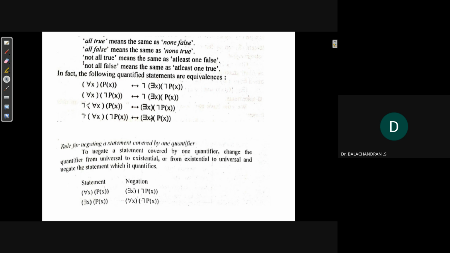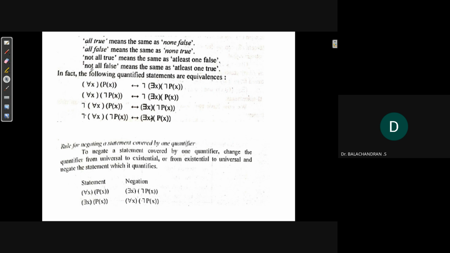Negation of every x p of x. That means not all of them are what? True. Which is equivalent to what? At least one is false. At least one is false means there exists x, negation of p of x.